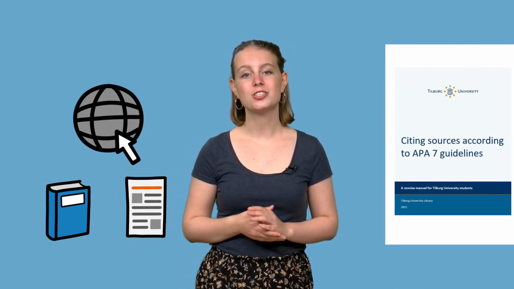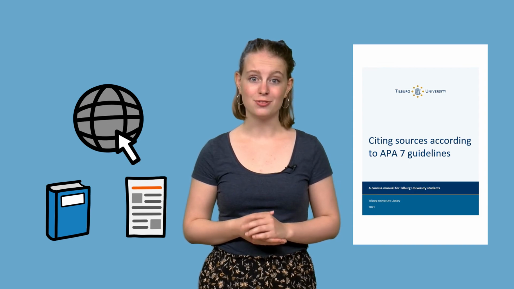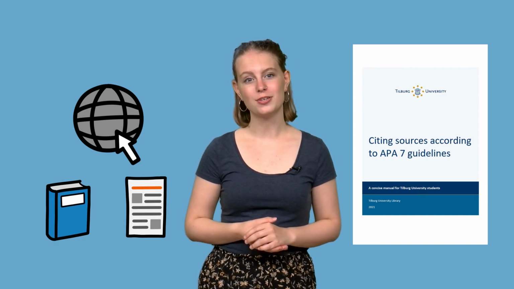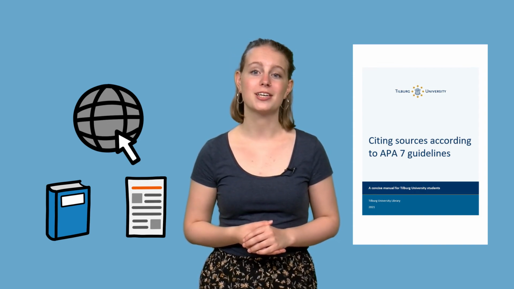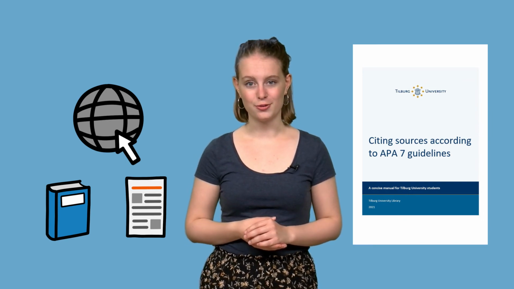You have been shown a few examples of listing web pages. For other publication types, the same 4 elements apply: who, when, what, and where, but with subtle differences. In case of books or articles, check out the other knowledge clips. In the manual Citing Sources According to APA 7 Guidelines of the University of Tilburg, referencing other publication types is explained with examples included.